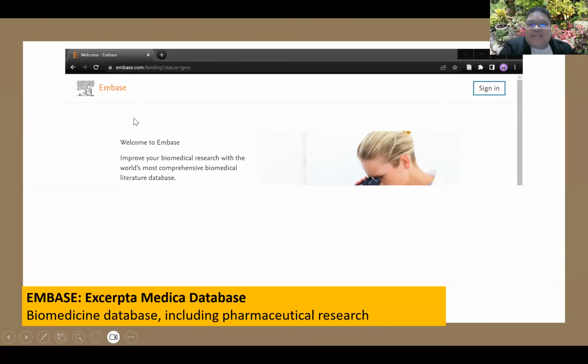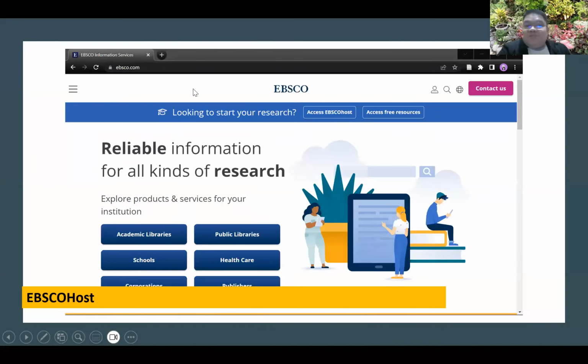Your MBase, which is your Excerpta Medica database. It is a biomedicine database. One thing that you need to highlight there: biomedicine, and it's focused on pharmaceutical research. So later on, for example, if you will have your master's in clinical pharmacology, if ever you will pursue something in pharmaceutical research as a research assistant or a research investigator, you can use this one as a reference, your MBase.